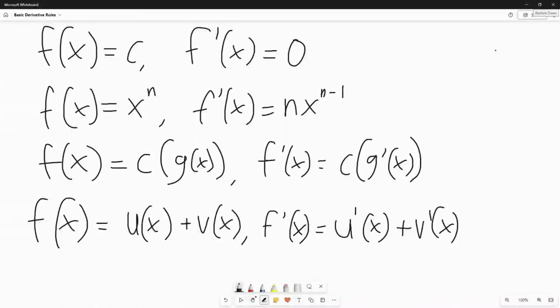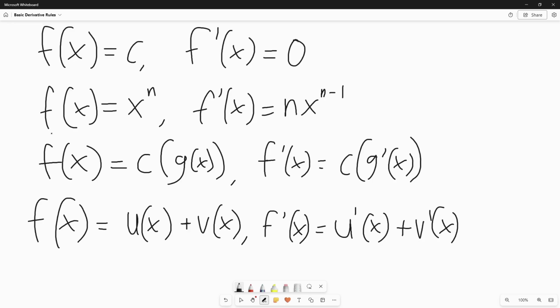So here, I've written some basic rules for derivatives, and the first one says if f of x is equal to c, where c is like a constant like 5 or 10, then f prime of x, and f prime of x just means the derivative of f of x, is going to be equal to 0. And this makes sense because if the function is a constant, then it'll just be a straight horizontal line like this, and the slope at any point in this graph is going to be equal to 0.